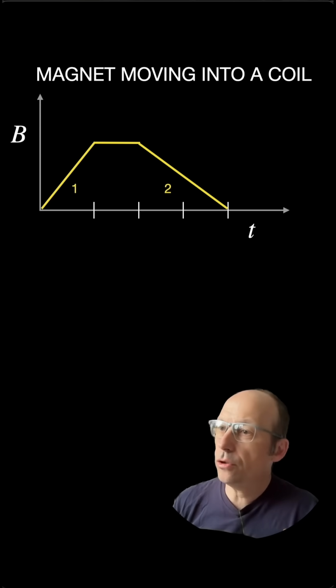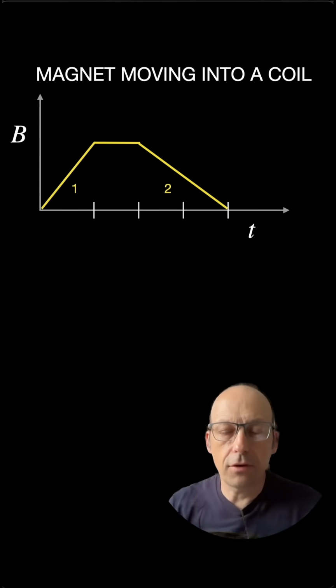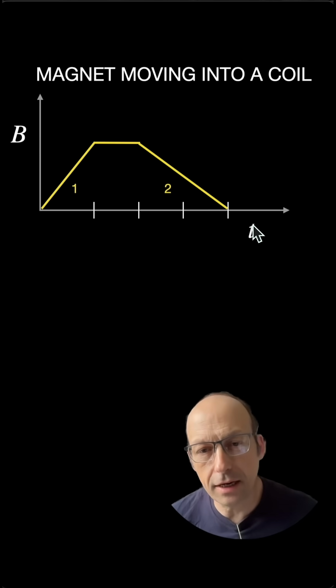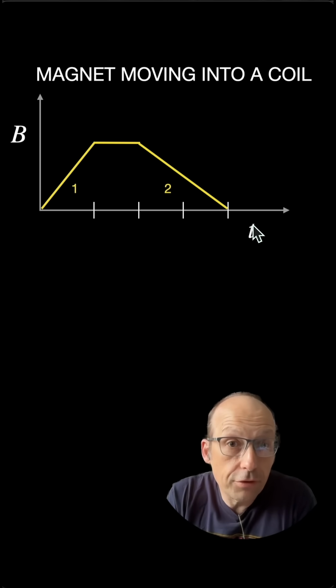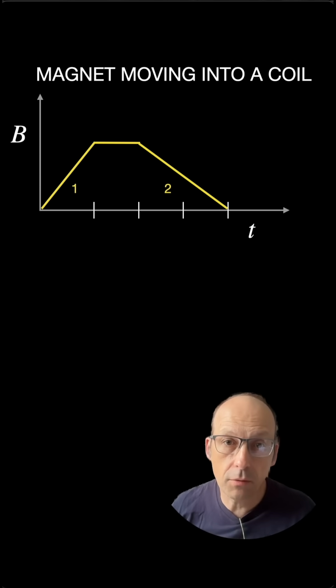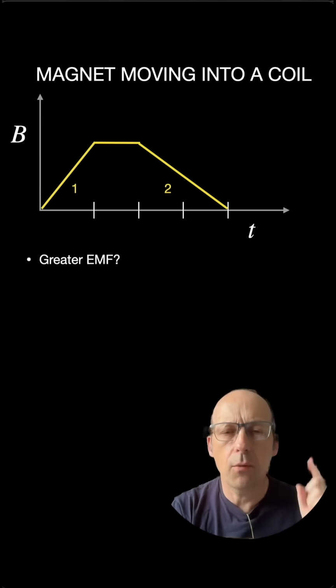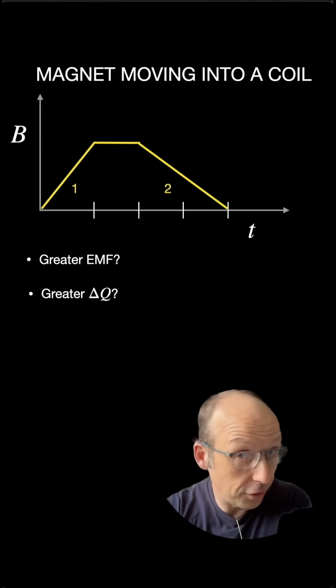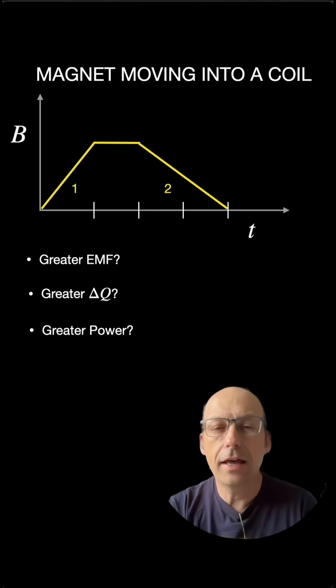I told you I would show you the data for this experiment. The question was: the magnetic field increases right here and then decreases, and which one would produce the greatest EMF through a coil? So if we take that, we want to look at what's the greater EMF, what's the greater change in charge, which is charge flow one way more than the other, and then what about the power?